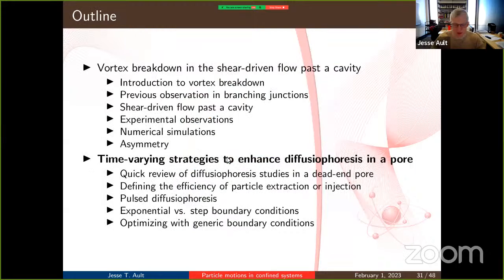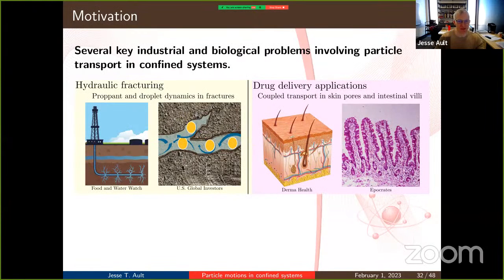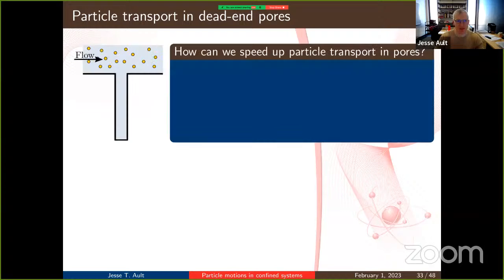Okay, so I took most of my time on that problem, so I'll rush through this problem. Again, we're interested in time varying strategies to enhance diffusiophoresis in a pore. Just very quickly, we're interested in moving particles in confined geometries without flow, using some other strategy. So the idea is, what control mechanisms do we have to control particle motion in such systems, what is the efficiency, and how can we increase the efficiency?